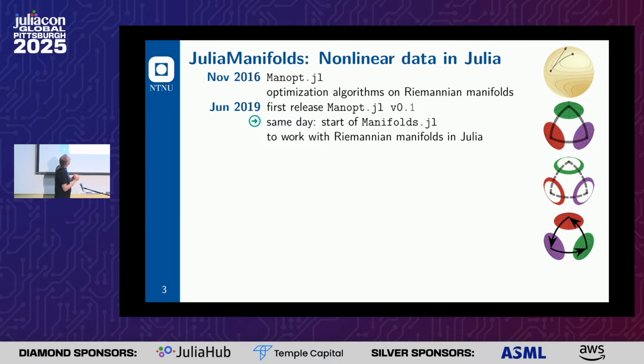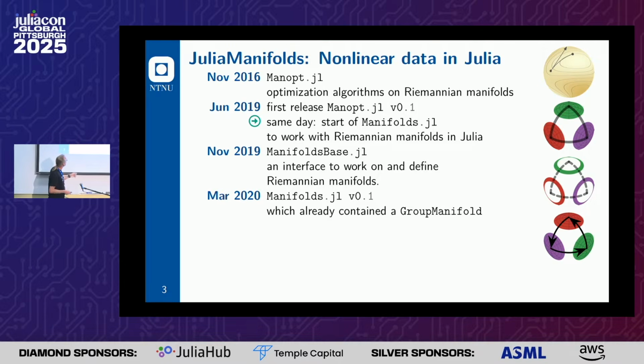Okay, let's dive shortly into history. So I came to Julia in 2016, or shortly before that maybe, and wrote Manopt.jl to do optimization on Riemannian manifolds. The day I released it on a forum, three people came by and said, that's nice that you do manifold optimization, can we also just do manifolds? So we started Manifolds.jl. That was released in 2020 and already contains something that I want to come back to later, namely the group manifold.